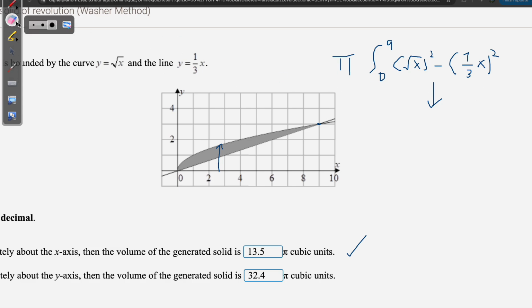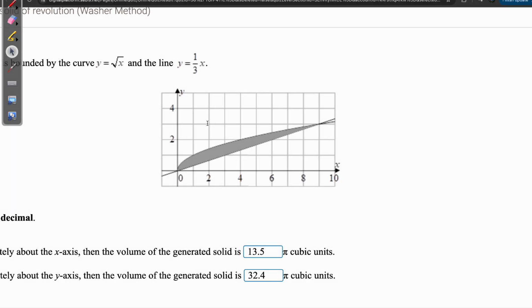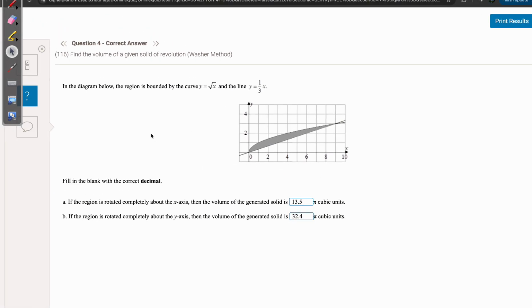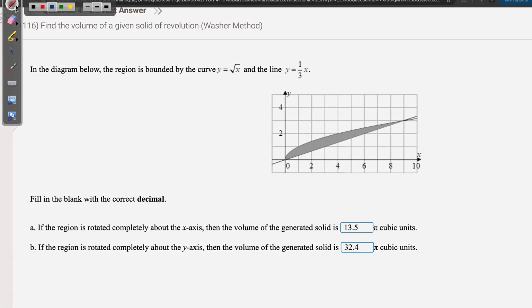Now for part B, which is the tougher part. If the region is rotated completely about the y-axis, find the volume of the generated solid. So now we're going to do what we did in the first question. We're going to have to isolate x. So here it will be y squared. Then we take 1 over 3x to the other side, and we'll get 3y.